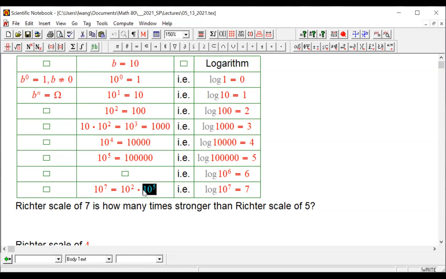The Richter scale tells us one number, but the magnitude is 10 times stronger as you increment by one number. So Richter scale of 7 is 100 times stronger, more destructive than Richter scale of 5. That's why it's so devastating. That's why when you hear the number, you see the devastation.